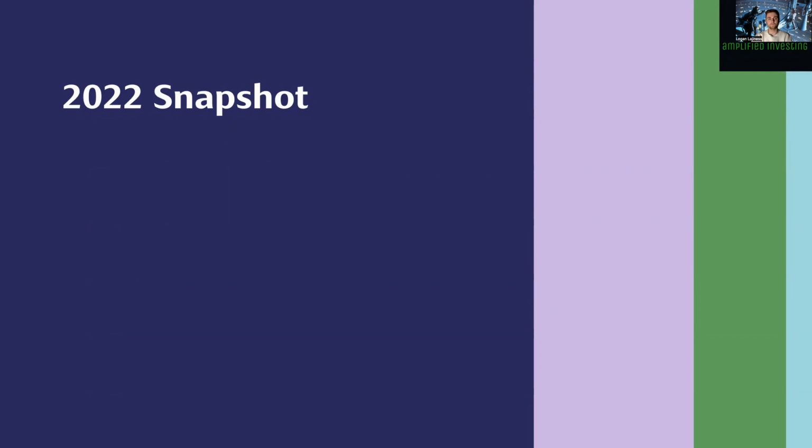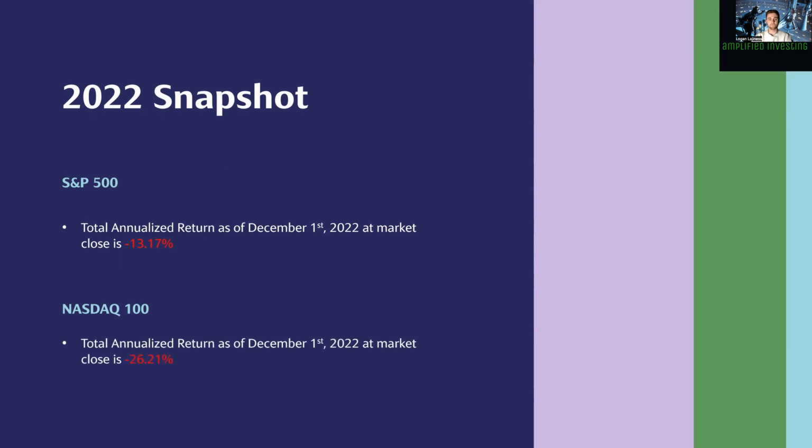If we look at the broader market, the S&P 500, since January 1, the total annualized return as of yesterday was minus 13.17%, right? So if you had money in the S&P 500, you're long SPY or any type of derivative based off of that, you're down 13% in the year. Maybe you're a NASDAQ person, into the Qs or one of those types of things. You're down even more, 26% on the year. That's a lot of money, right? I mean, it's a quarter of the value.